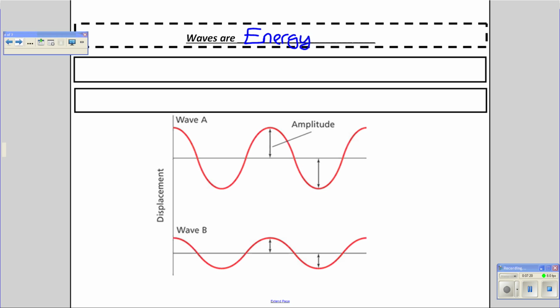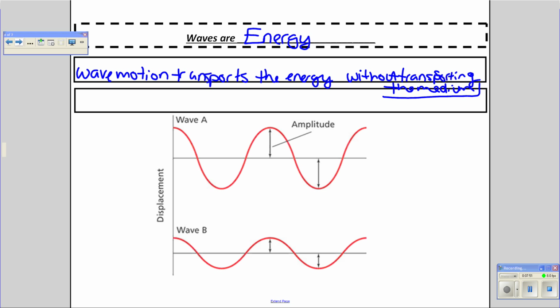Now, wave motion, so this box right here, we're going to say wave motion transports the energy without transporting the medium. Excuse me for running out of room. Okay, now what does that mean?